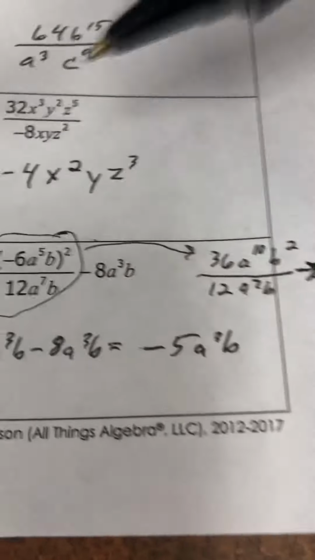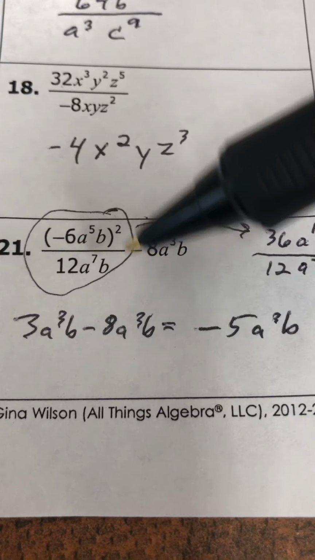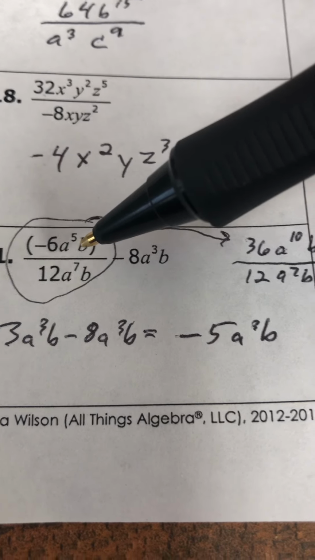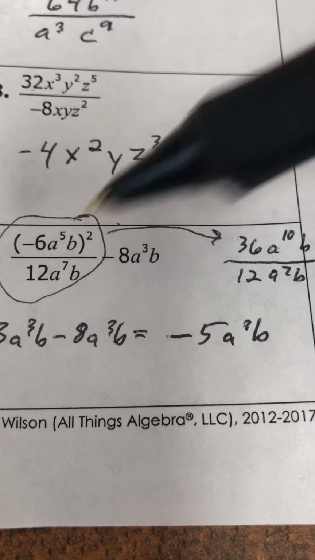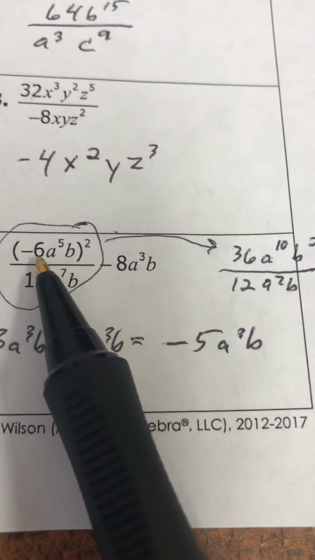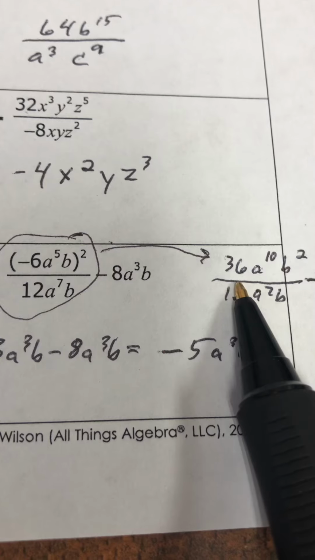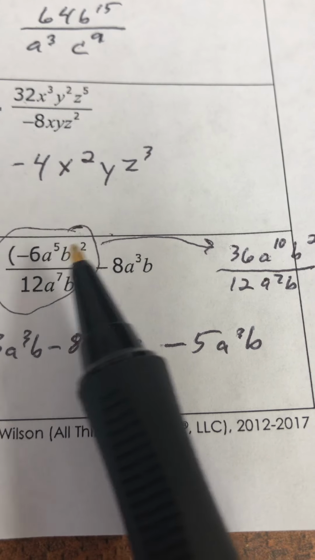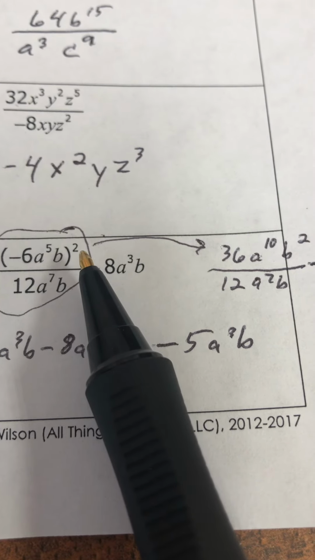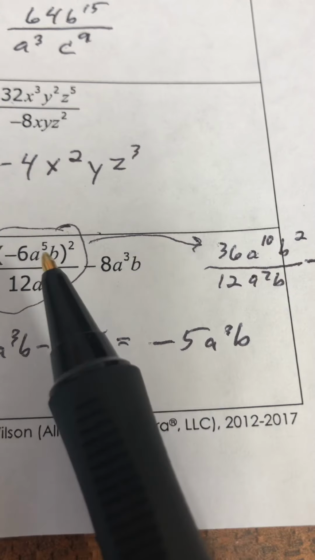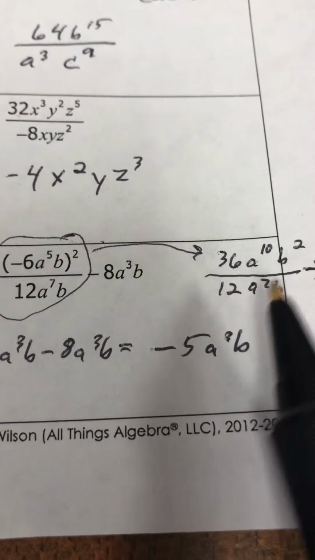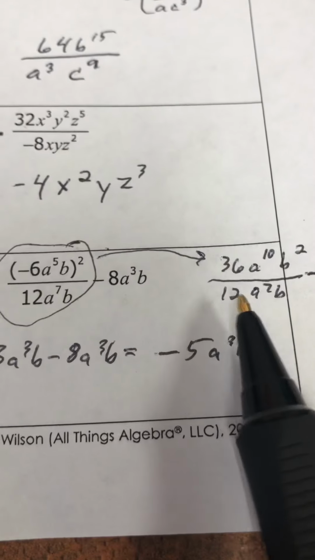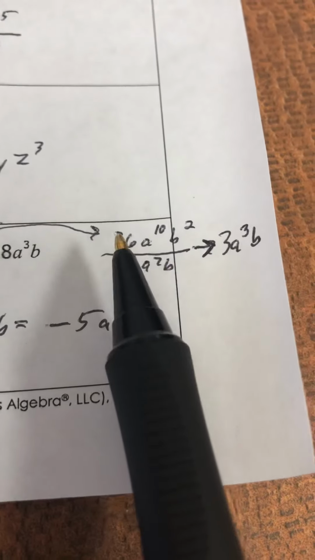Number 20, I'm going to take care of this whole part first. And so first of all, I'm going to take care of the numerator and do the squaring of all of this stuff here. So negative 6 squared is 36. A to the 5th power, so times 2, is going to give me 10. B to the 1st power times 2 gives me just b to the 2nd power. And the bottom all stays the same, right?